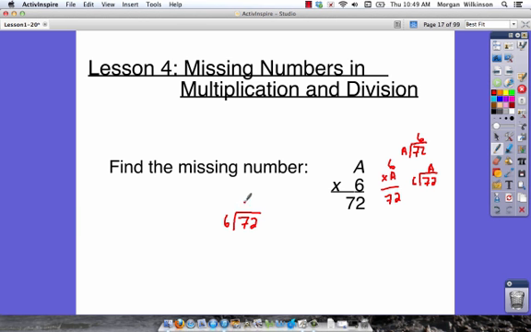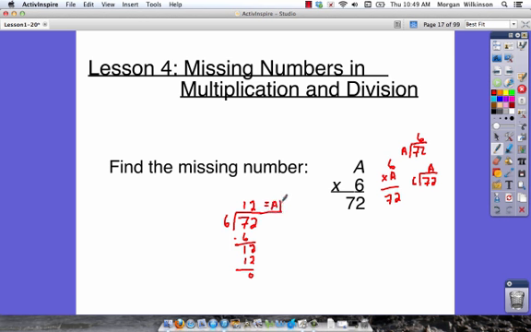So 6 goes into 7 one time. We've got 6 with 1 left over. We bring down our 2. 6 goes into 12 two times. We've got 12, so we have nothing left. We have an answer. A is equal to 12. We can box that and say 12 is equal to a.